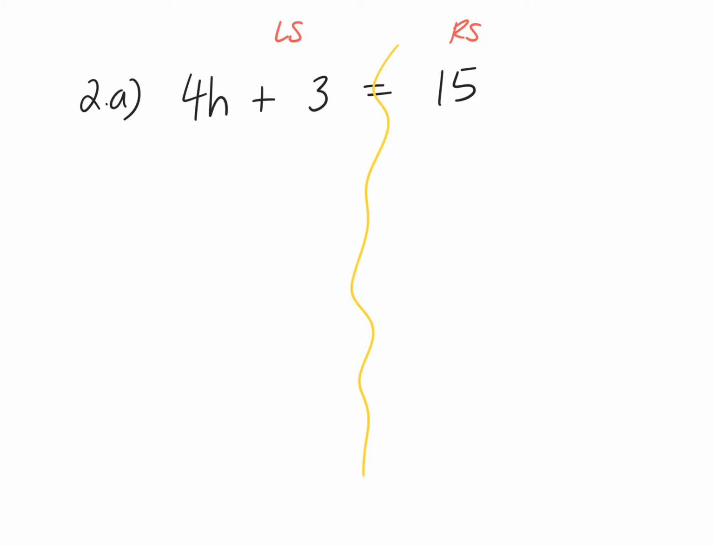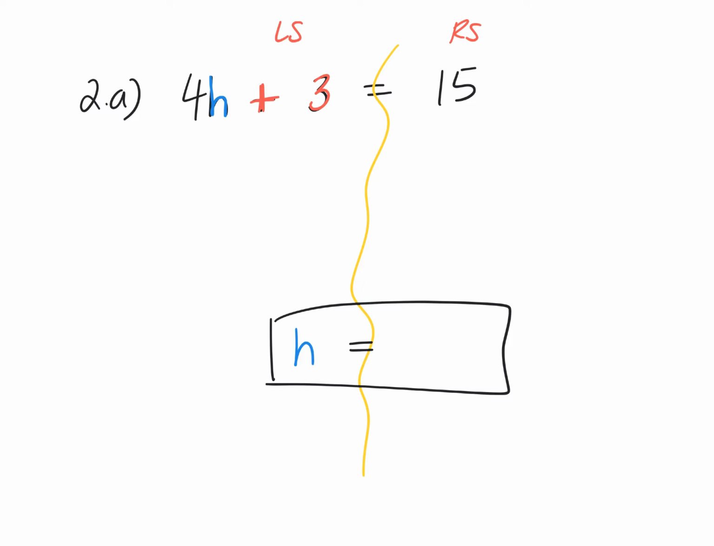So in this question it says 4 multiplied by an unknown, plus 3. What's the first step? Do we want to get rid of the 4 first, or do we want to get rid of the 3? Our goal is to get h by itself, right? We're trying to isolate our variable, get it by itself. But what's the first thing I need to get rid of? Yeah, the 3. Excellent. What's the opposite of plus 3?